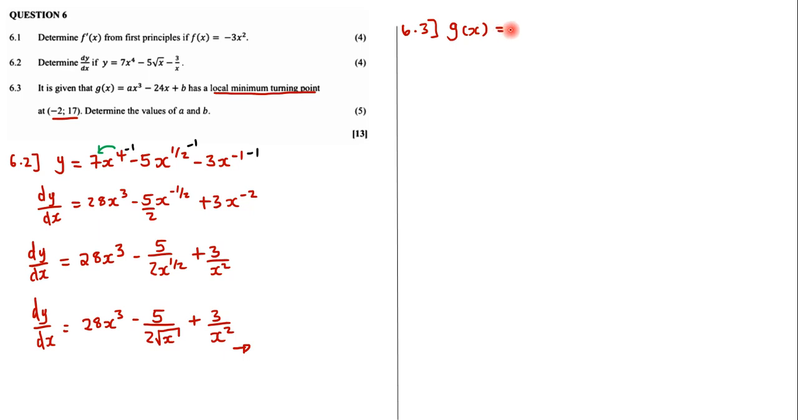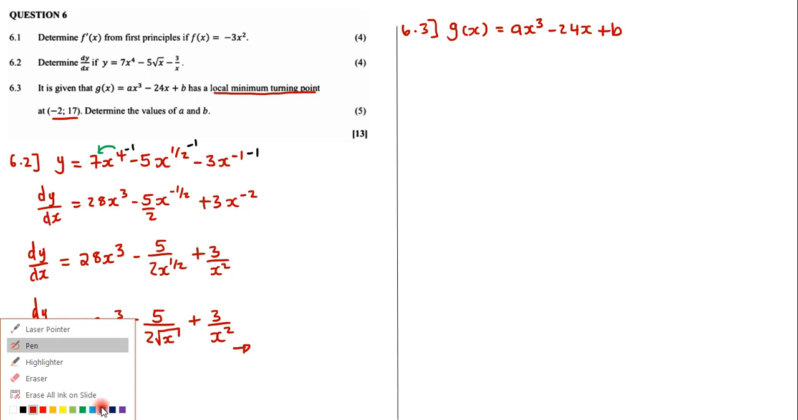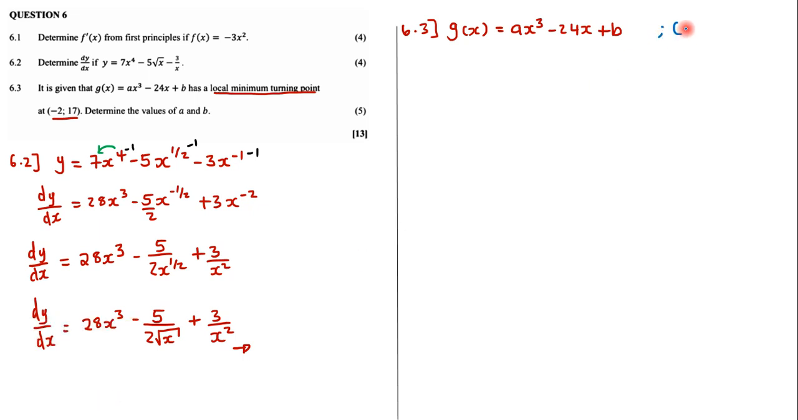So we're given a function that is ax cubed minus 24x plus b. Now this function has a point, minus 2, 17. Now we're told that this is a point, but then it also acts as a turning point, right? Because of this, if this is a point, we can actually substitute it into our original equation. But what if it is a turning point?